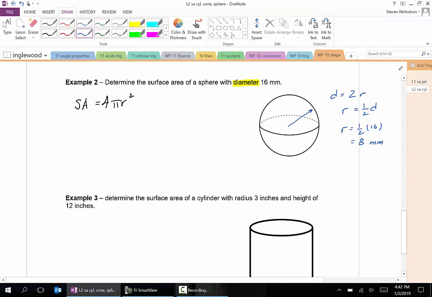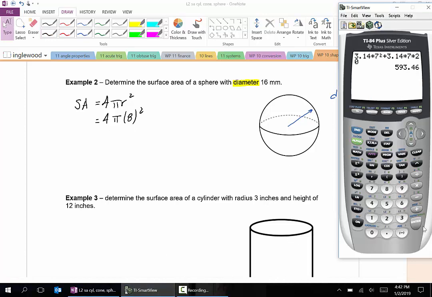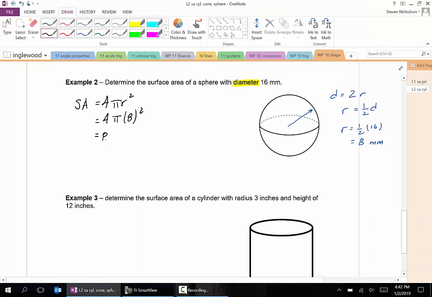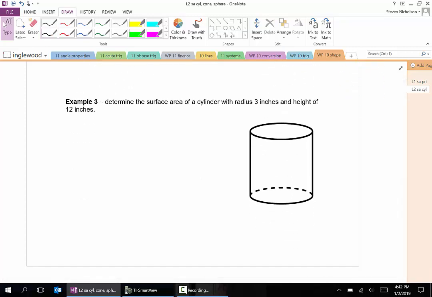So again, you have to be careful with formulas. You have to make sure you plug the right thing into the right spot. So I'm just going to go ahead and go 4 times 3.14 times 8 squared, 803.8. So the surface area is 803.8, again, square millimeters. And finally, our last example, determine the surface area of a cylinder.